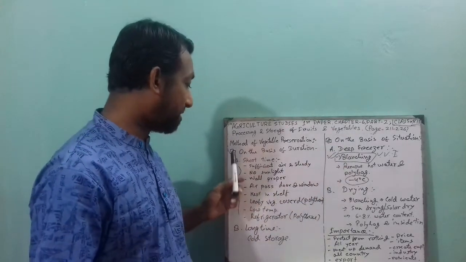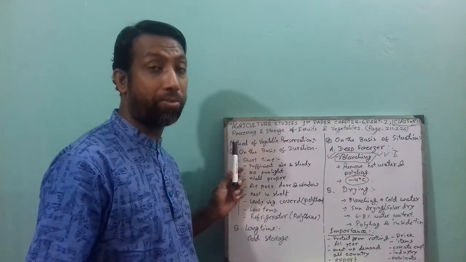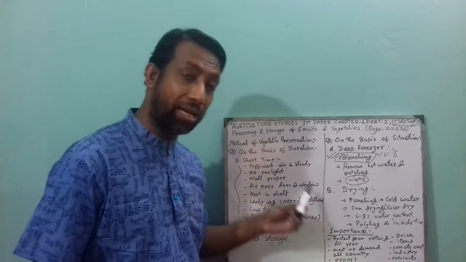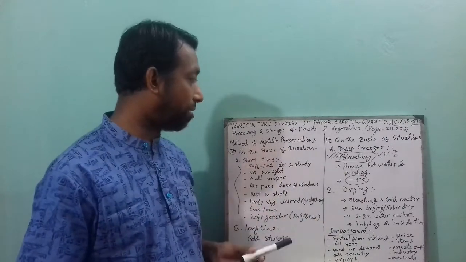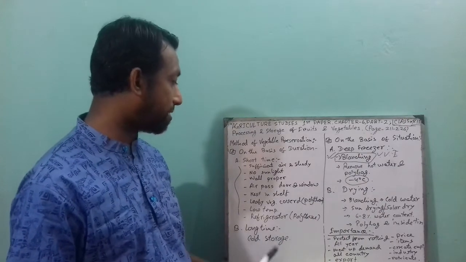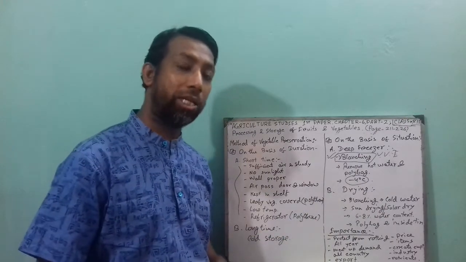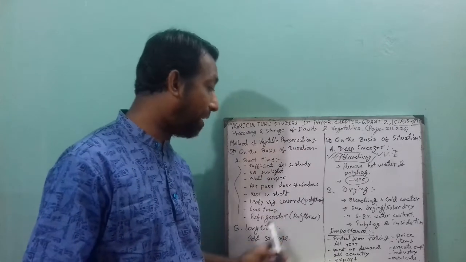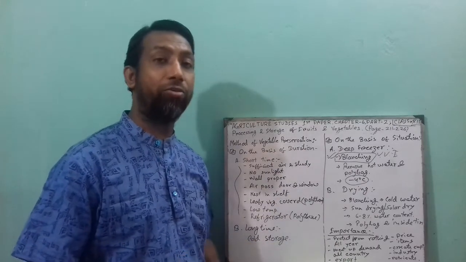You have lots of CQ and MCQ from these topics, like methods of vegetable preservation. You have blanching, cold storage, short time, long time, and CQ as well. You have to memorize properly, and the importance as well. Thank you very much.